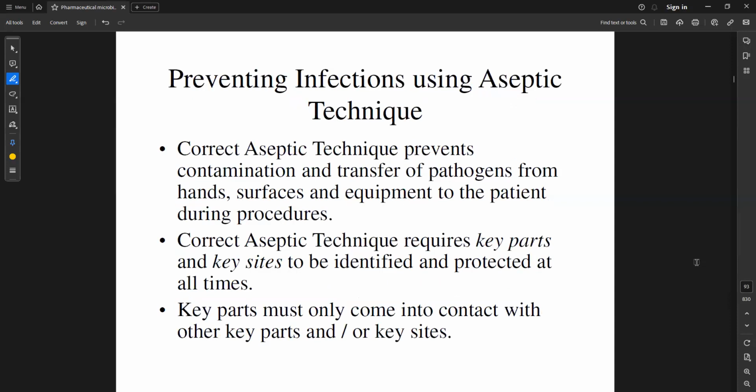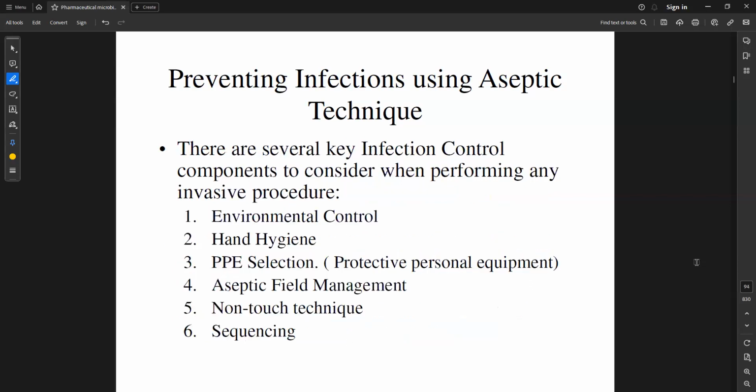So preventing infections using aseptic technique: the correct aseptic technique prevents contamination and transfer of pathogens from hands, surfaces, and equipment to the patient. It requires key parts and key sites to be identified and protected at all times. Key parts must only come into contact with other key parts and/or key sites. There are several key infection control components to consider when performing any invasive procedure. That is environmental control, hand hygiene, PPE selection, aseptic field management, non-touch technique, and sequencing.